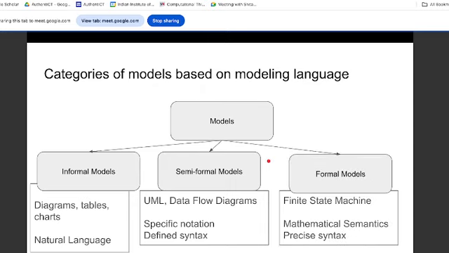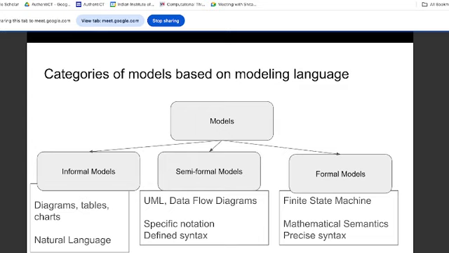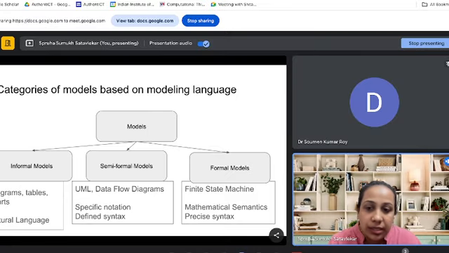The last one is formal models. So today we are going to learn about formal models. They follow a mathematical semantics. So the expression of what we say in this language happens through mathematical means, and it has a precise syntax. An example of it is finite state machine diagrams. So still diagrammatic in nature. All three of them are diagrammatic in nature. You can see the difference in terms of the precision and the nature of syntax and semantics of the language used.